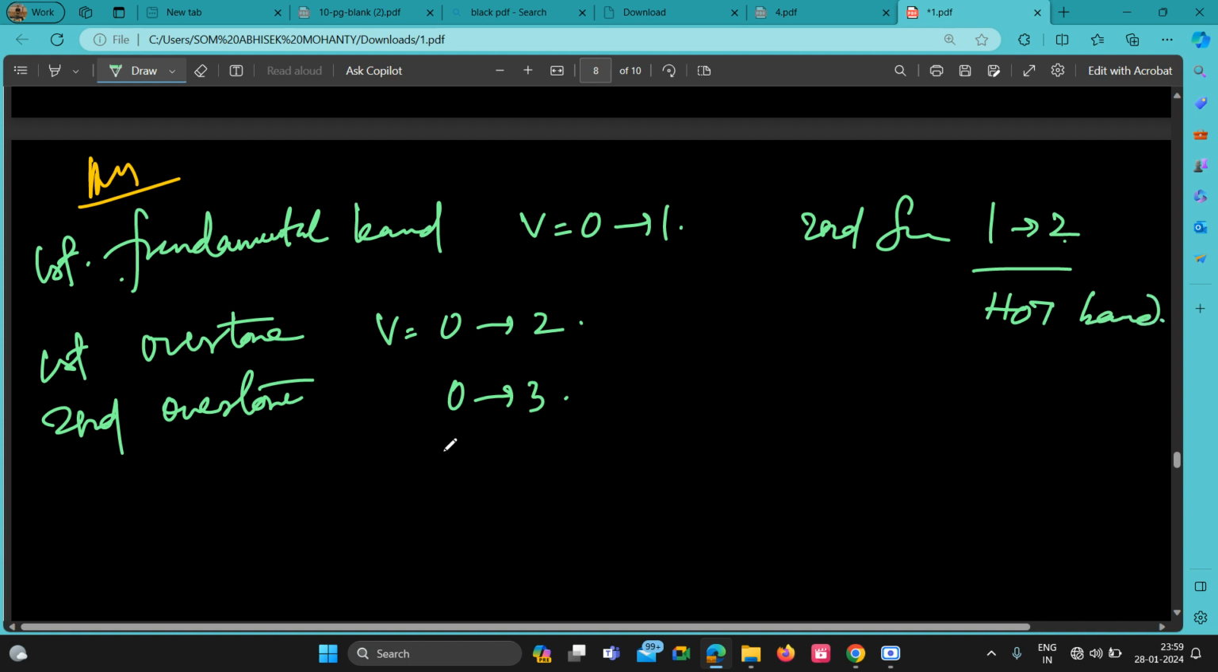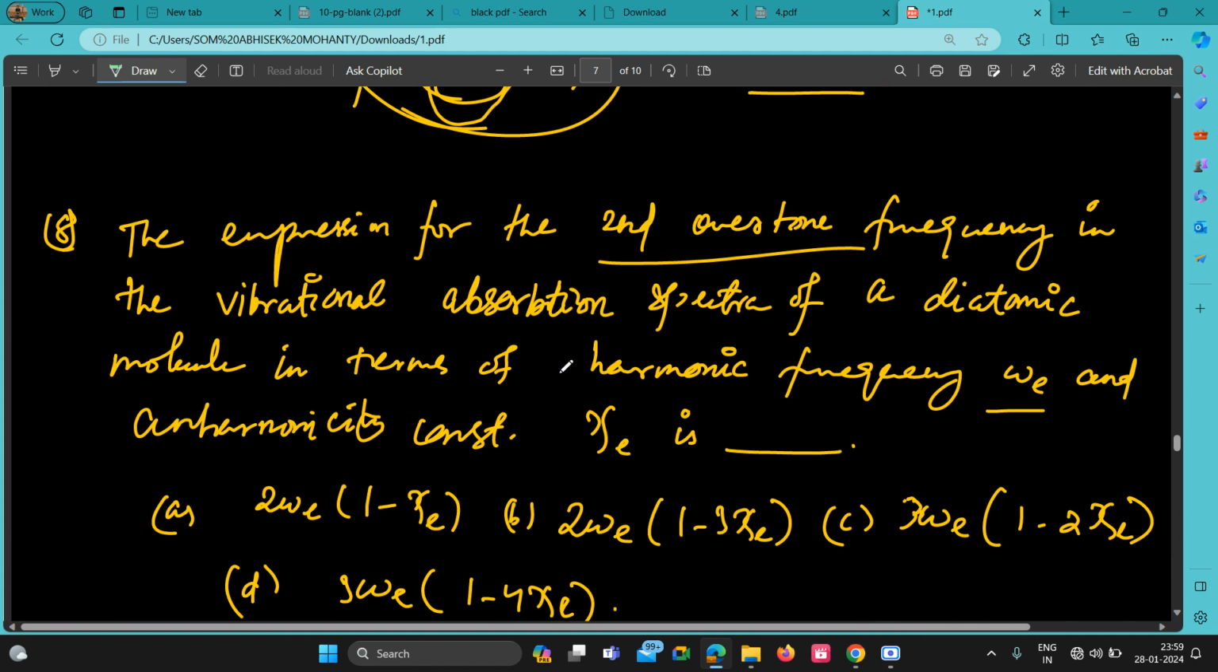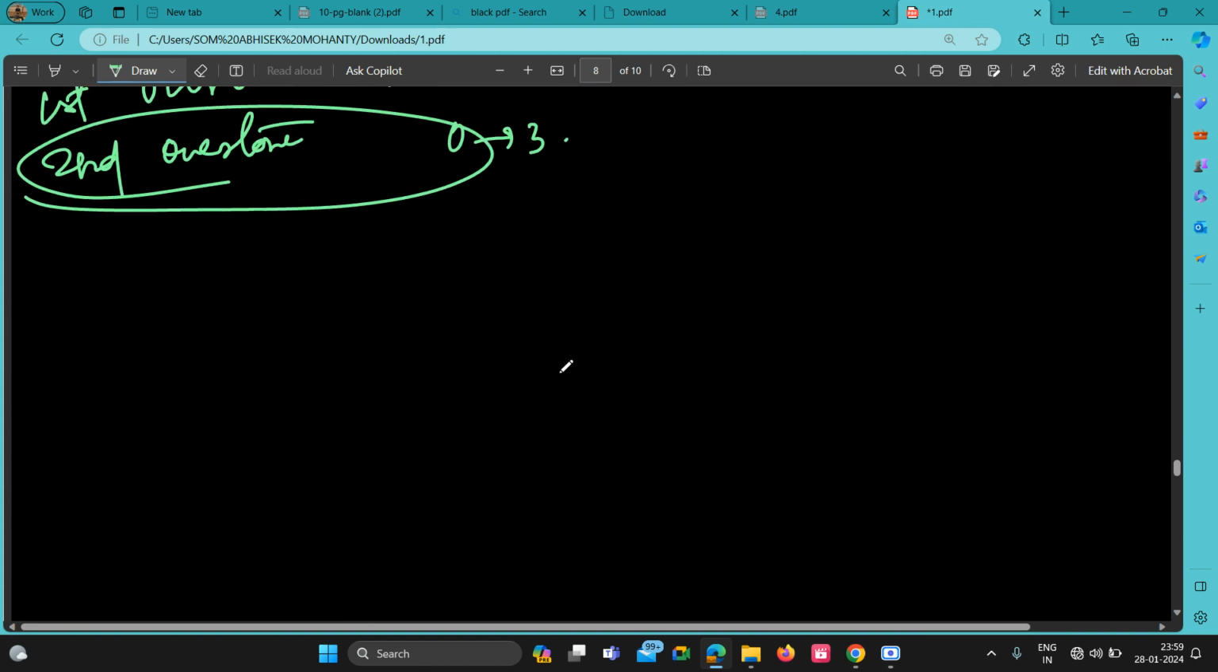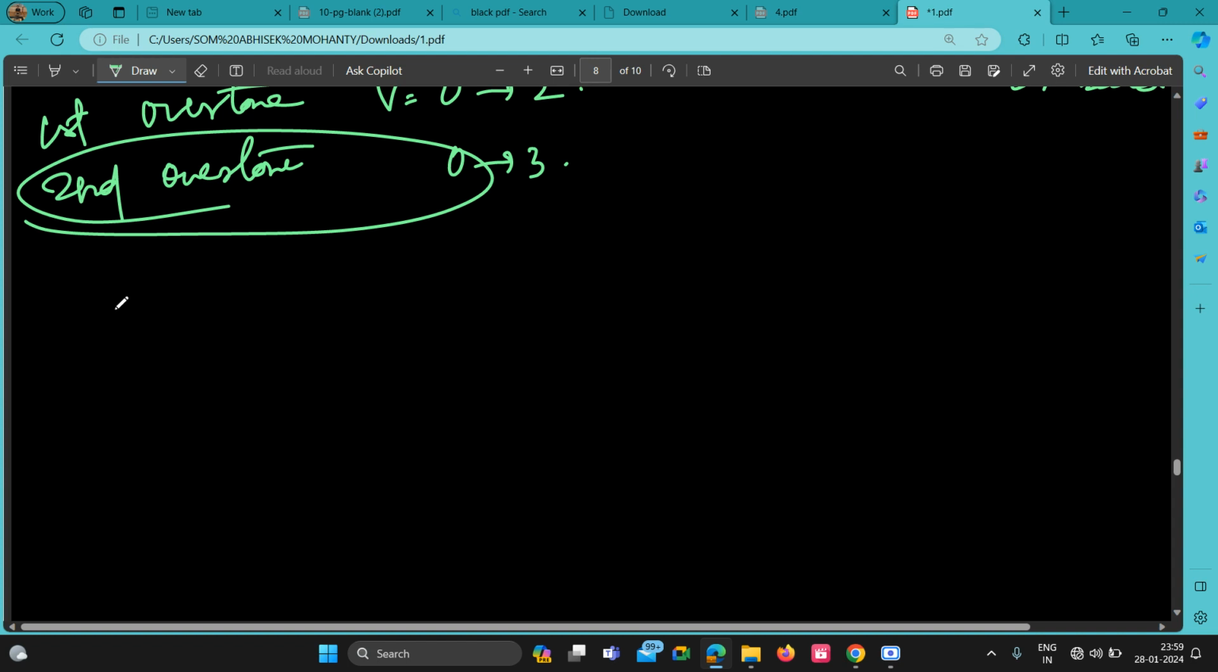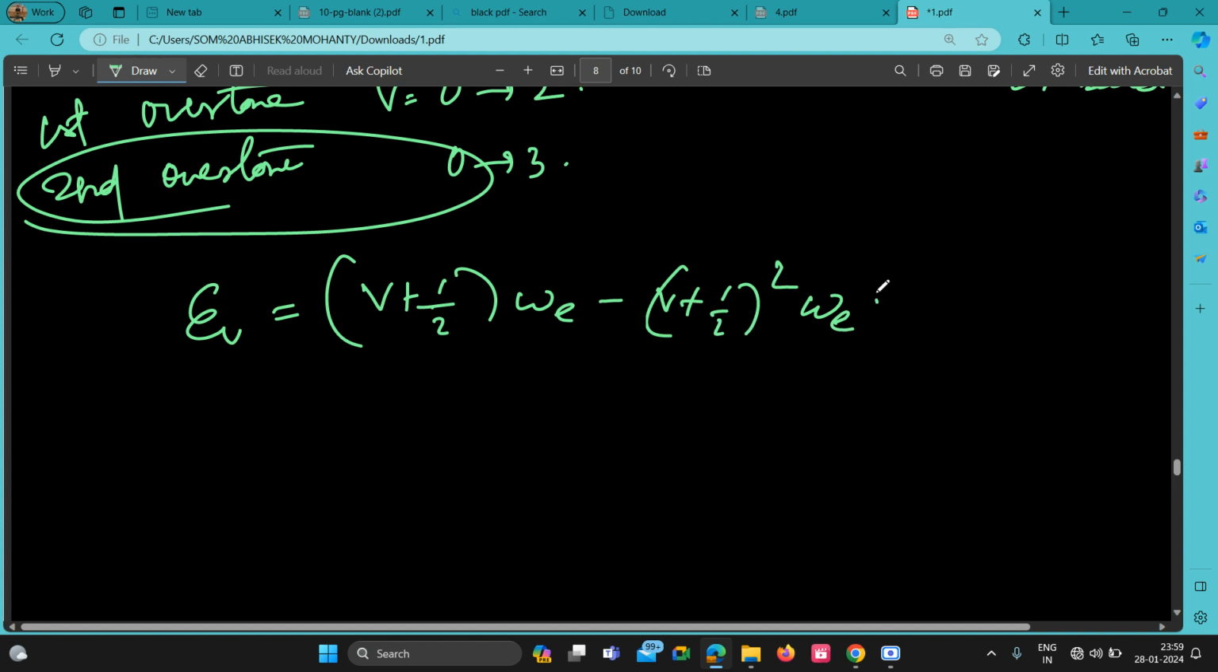So we need second overtone, as in the question. It's talking about second overtone frequency. So, let's do it. We know the formula first of all. This is a wave number in terms of frequency: v plus half omega e minus v plus half squared omega e chi e. So for v is equal to 0, that will be half omega e minus 1 by 4 omega e chi e.